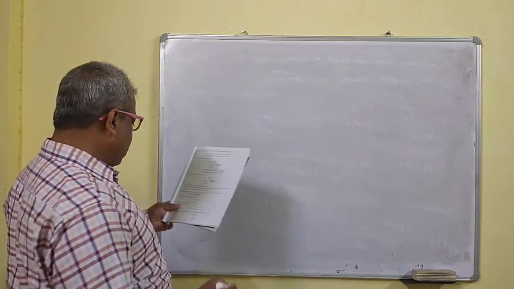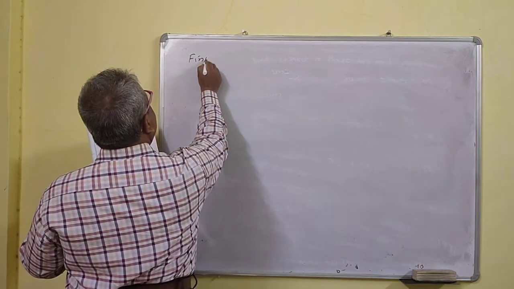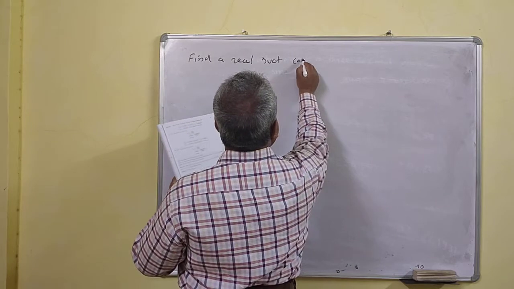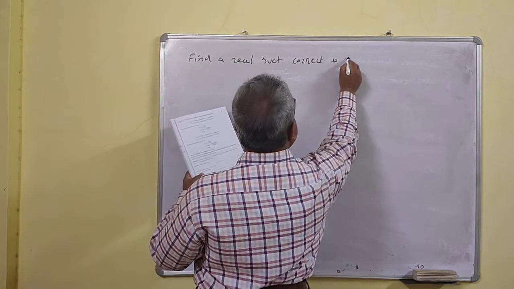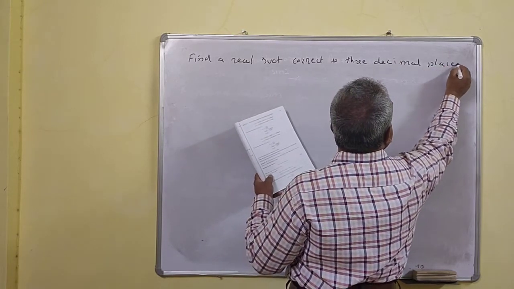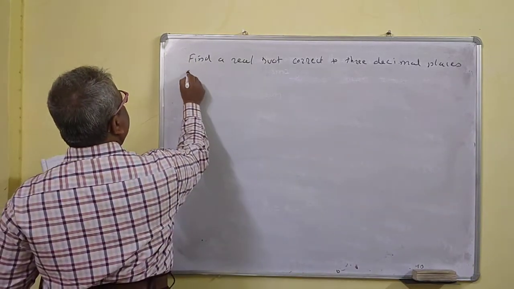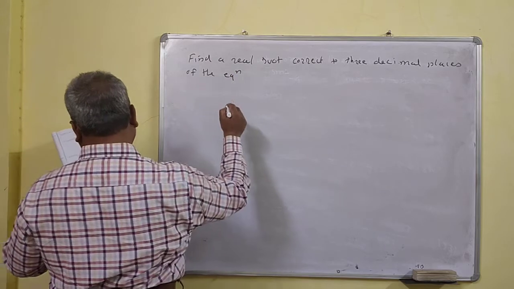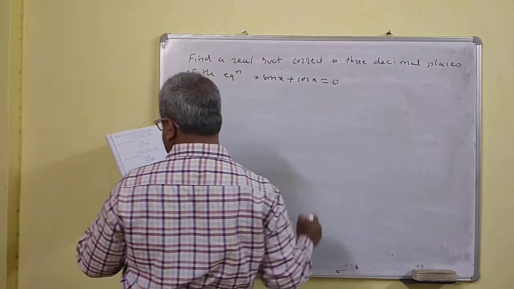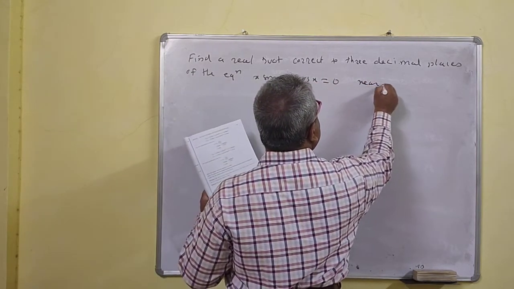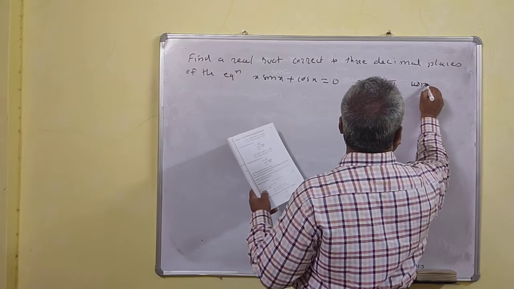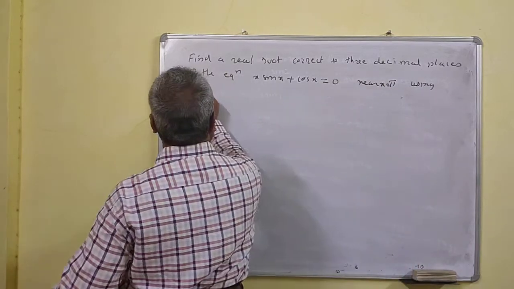Okay, so now we'll find a real root. Find a real root correct to 3 decimal places of the equation x sin x plus cos x is equal to 0 near pi, near x is equal to pi, using Newton-Raphson method.